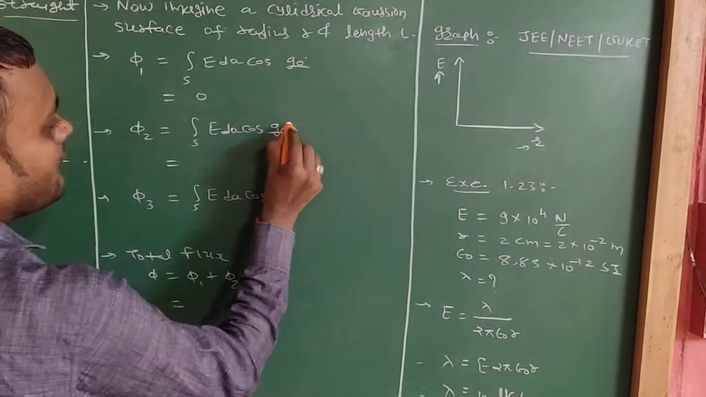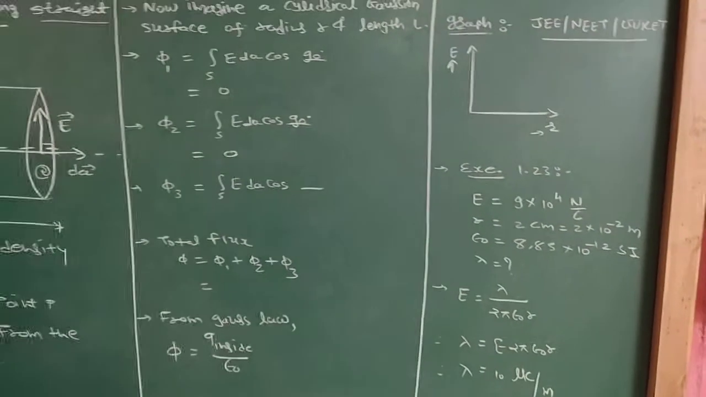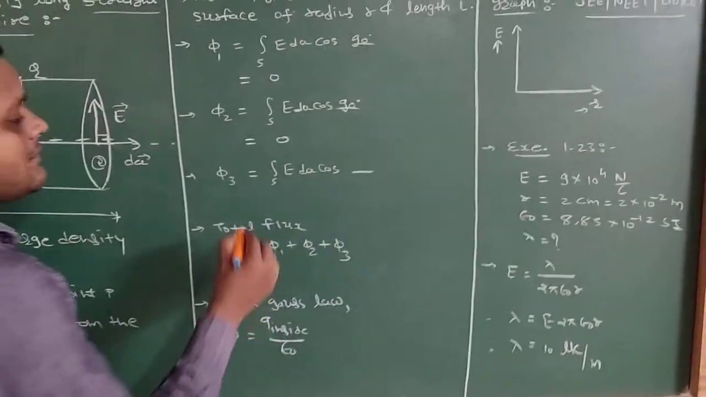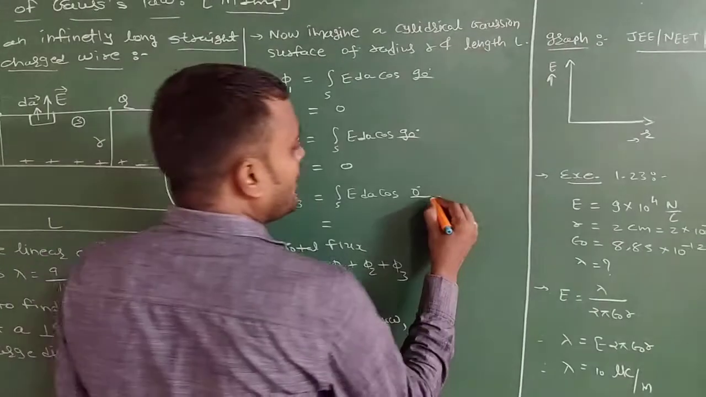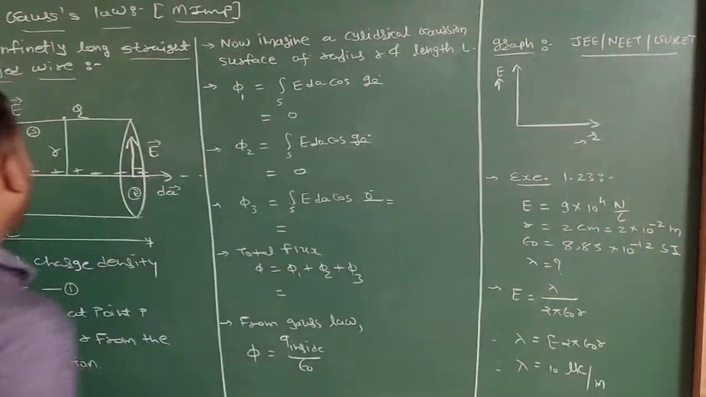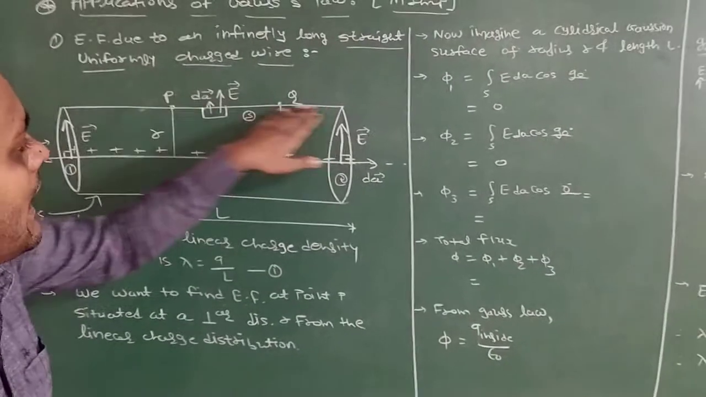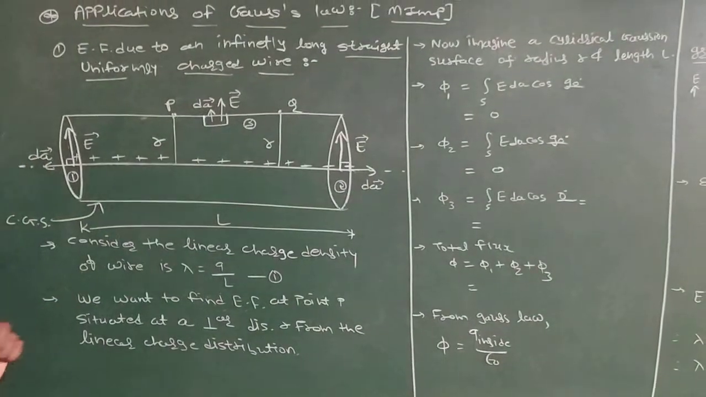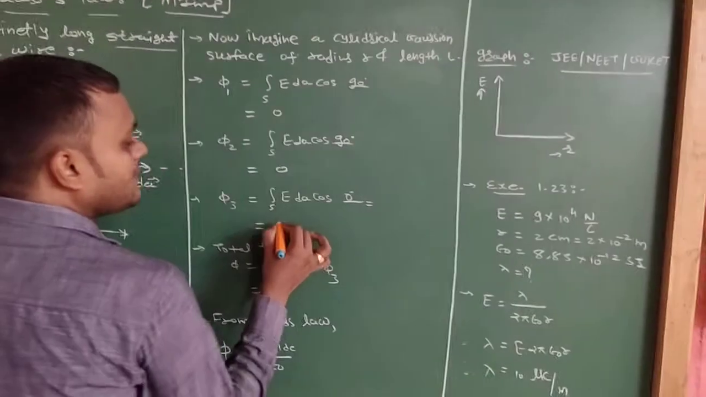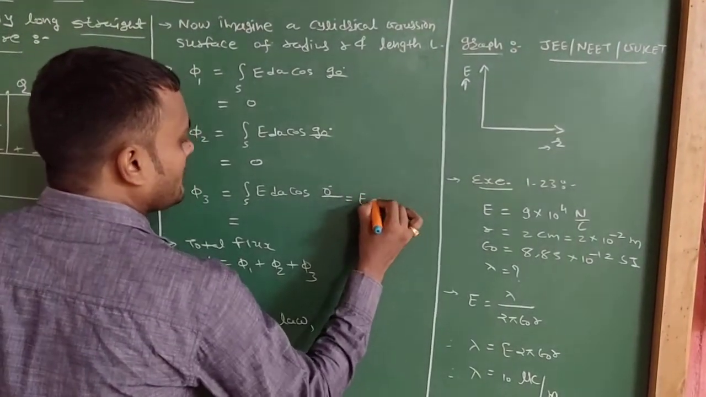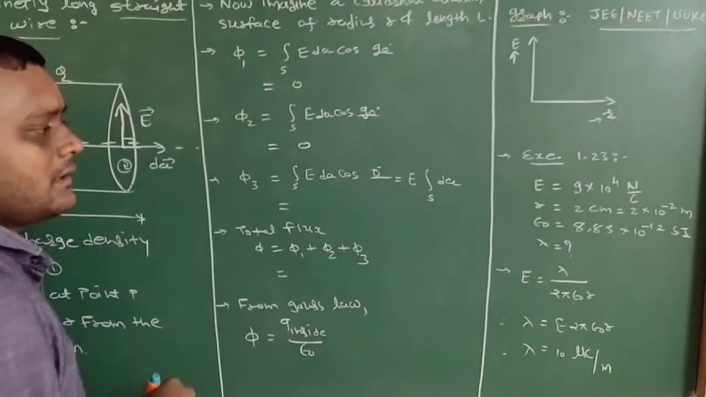Again for the second surface, from the diagram this is cos 90, which is 0, so the flux linked with that surface is 0. Now for the third one, the angle between the two is 0, so cos 0 is 1, that you know. And look at this, the separation is r, so at different points p, q, r, whatever points we assume, the electric field is uniform. So E is constant, take it outside. What is my answer? Integral dA, cos 0 is 1.